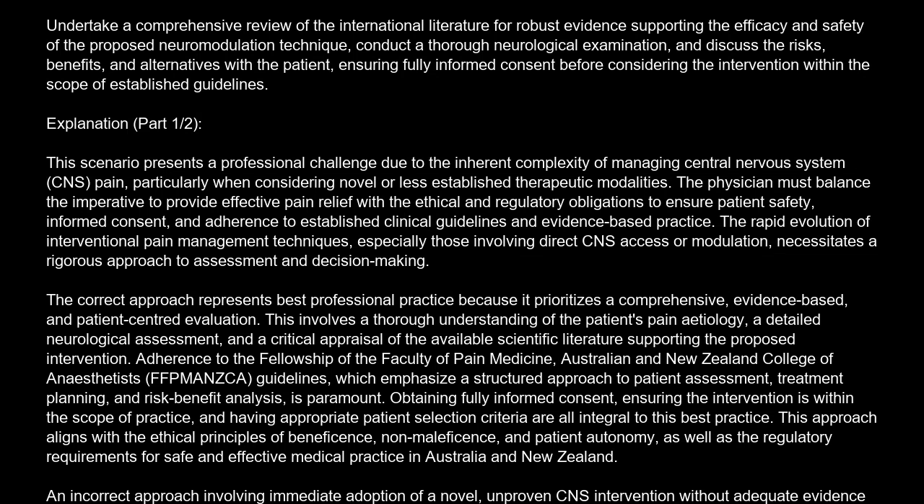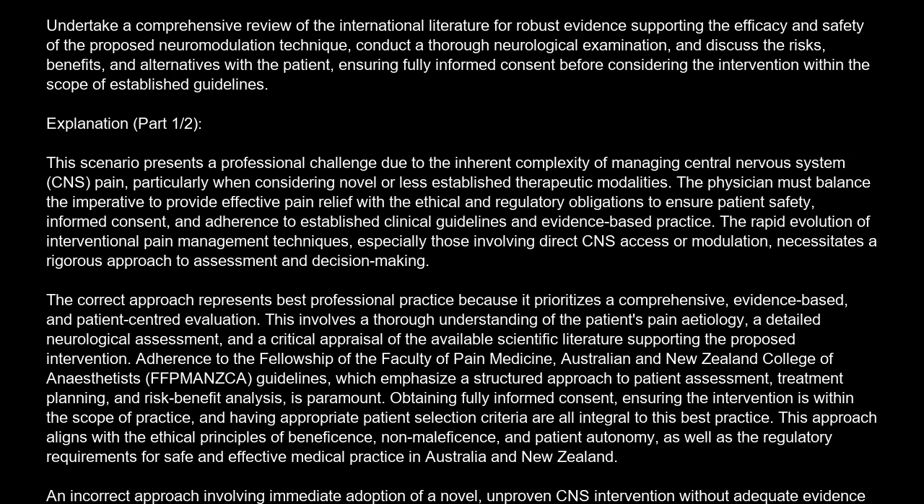Undertake a comprehensive review of the international literature for robust evidence supporting the efficacy and safety of the proposed neuromodulation technique. Conduct a thorough neurological examination and discuss the risks, benefits, and alternatives with the patient, ensuring fully informed consent before considering the intervention within the scope of established guidelines. Explanation. This scenario presents a professional challenge due to the inherent complexity of managing central nervous system (CNS) pain, particularly when considering novel or less established therapeutic modalities.